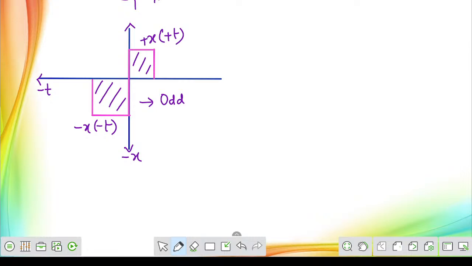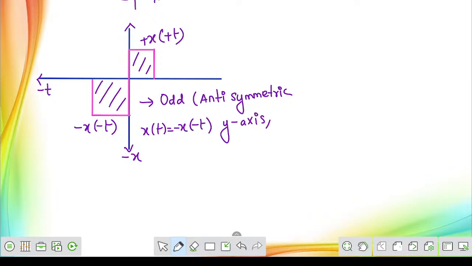So if any signal is anti-symmetric with respect to the y-axis, then that signal will be considered as an odd signal. With respect to the y-axis, it should be anti-symmetric. Then you can define that signal as an odd signal. So for an odd signal, x of t and minus x of minus t are equal to each other. That's it. So this is all about the odd signal. Just remember, in the discrete domain you can define this in the same way. Hope you have all studied these things already and are just recollecting once.